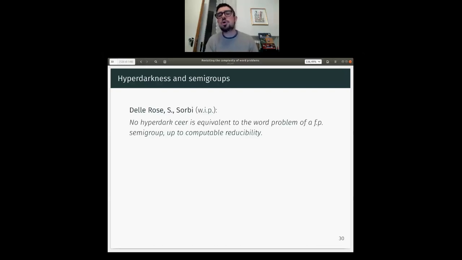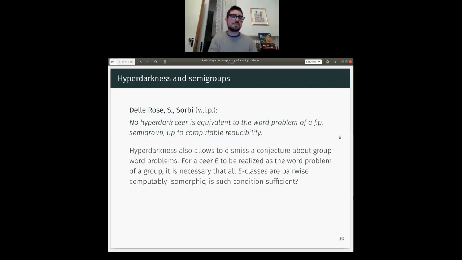And we can actually show that this ideal is avoided by the word problems of finitely presented semigroups. So no hyperdark sphere can be realized as a word problem of a finitely presented semigroup up to computable reducibility. In fact, even for finitely generated, if you wish, you can replace finitely presented with finitely generated.